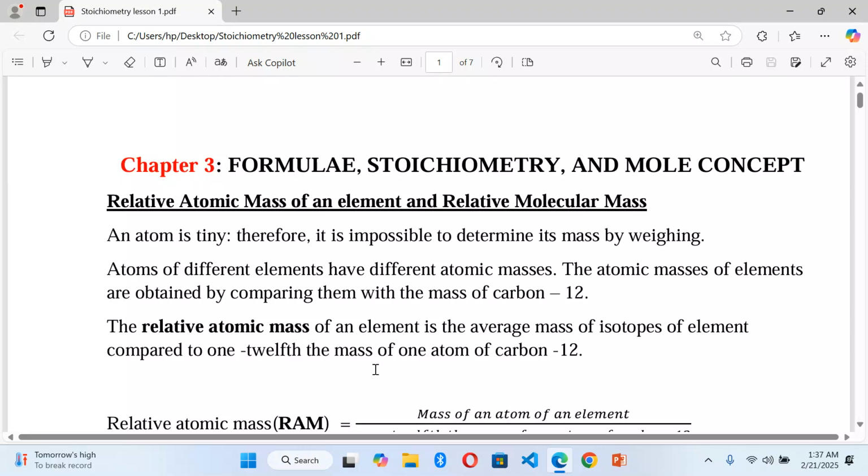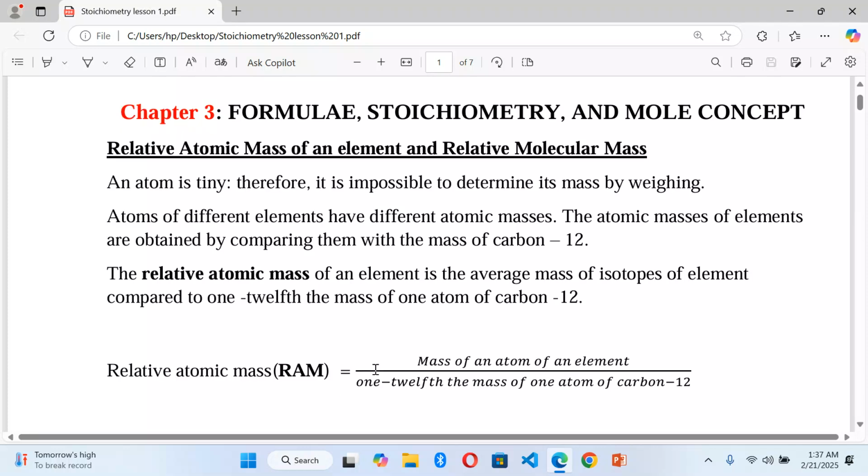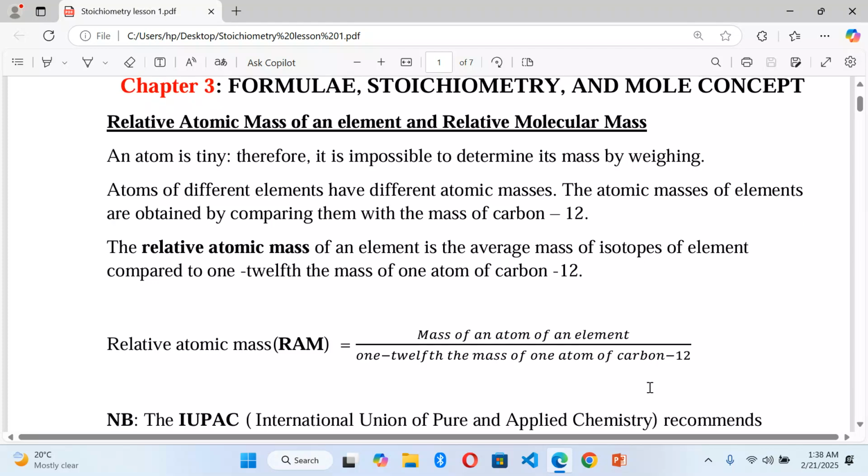We can summarize it in this formula: relative atomic mass, abbreviated as RAM, is equal to the mass of an atom of an element divided by 1/12 of the mass of one atom of carbon 12. The mass of one atom of carbon is 12, so 1/12 times 12 gives you 1. We shall see how we can calculate that.